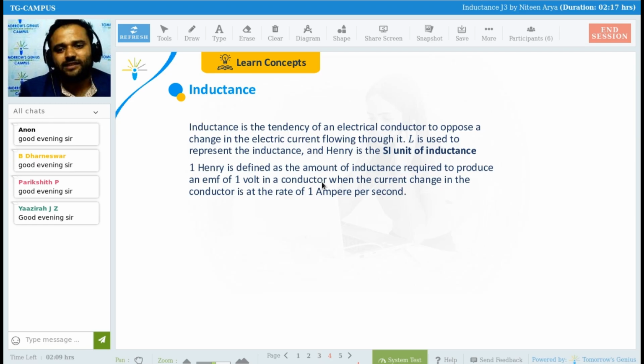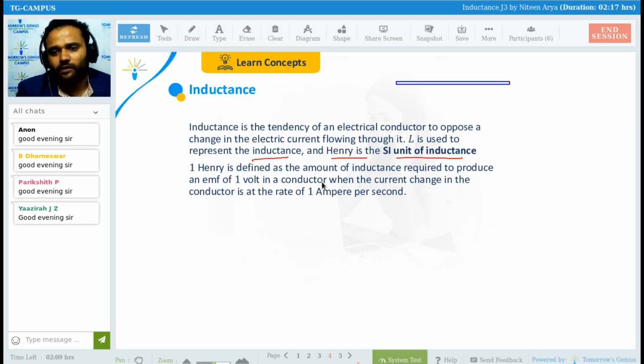Now, inductance. Inductance is the tendency of an electrical conductor to oppose a change in the electric current flowing through it. L is used to represent the inductance, and Henry is the SI unit of inductance. As simple as that. You are going to understand the process in this way. Suppose there is a wire, and we know the opposing property to the flow of electrons, which is basically current.